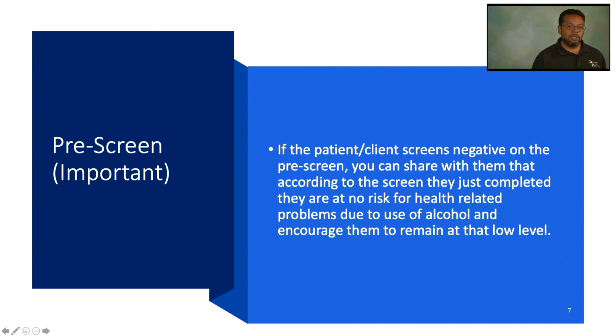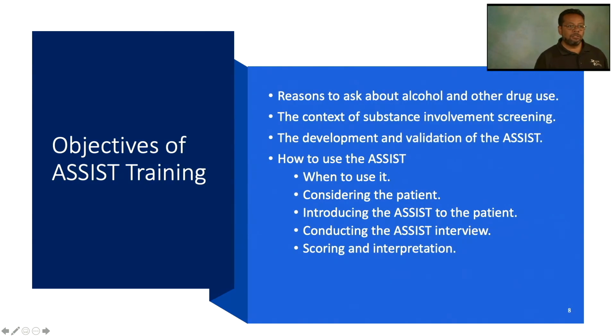So let's talk again about the drink. Drinkers below the cutoff may benefit from reminders that no drinking level is risk-free, and any drinking can impair driving tasks. And so here are some of the objectives of using the ASSIST. We'll tell you about when to use it, considering the patient, how to introduce the ASSIST to the patient, how to conduct the interview, and the scoring and interpretation.